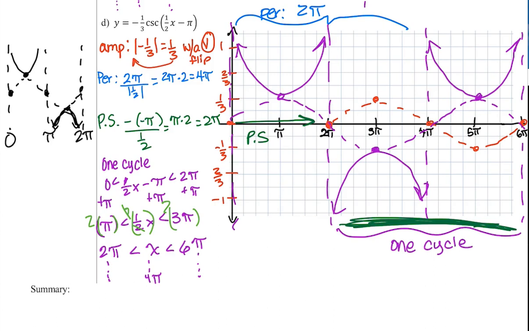So you can see over here between 2 pi and 6 pi, I drew in red the original sine function with an amplitude of 1/3. And then I remembered that I needed to flip it because I have a vertical flip here. And so I flipped that over and then drew the cosecant function. And then did an extra cycle here. And I also indicated the phase shift of pushing the asymptote from 0 to 2 pi. And there you go.